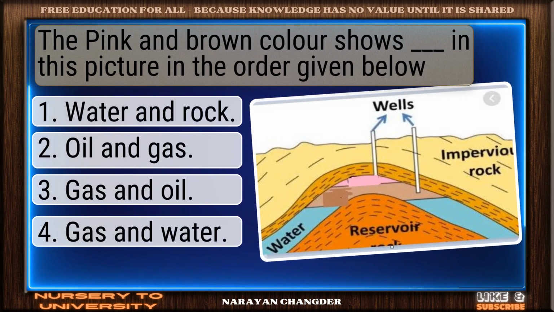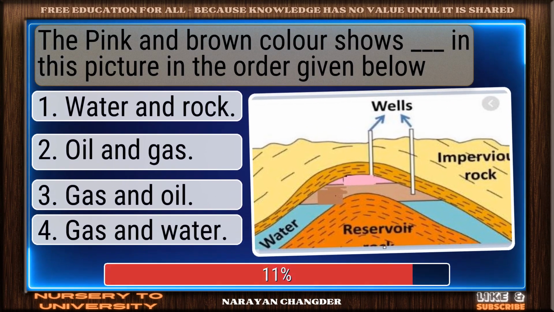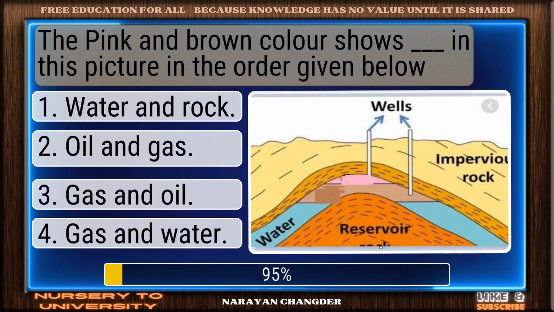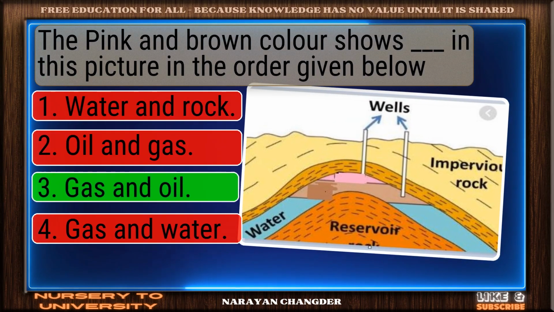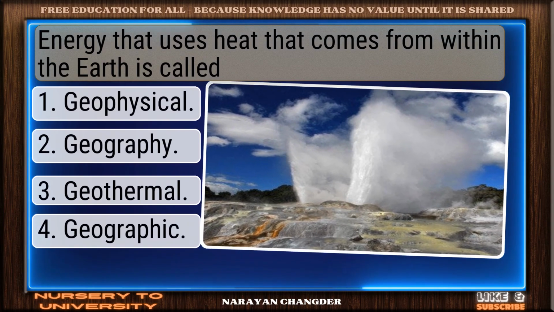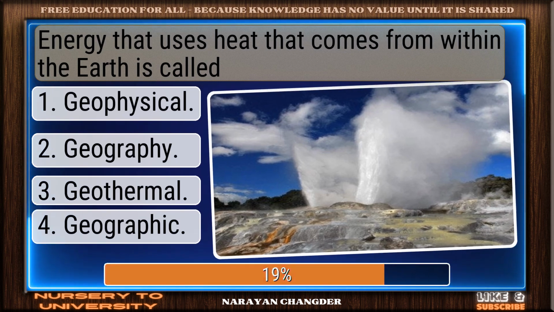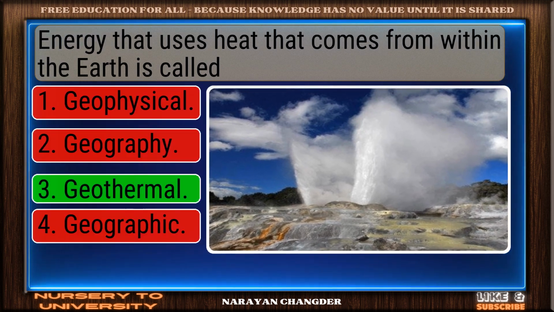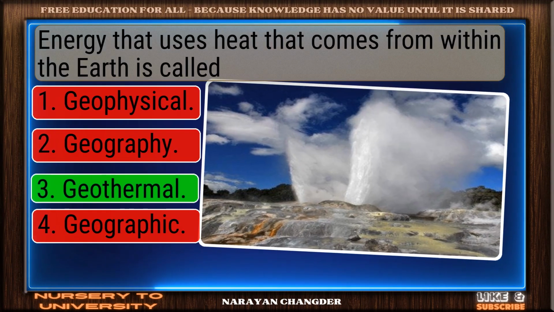The pink and brown color shows dash in this picture in the order given below. Clear logic. Your choice gas and oil is sound and 100% true. Energy that uses heat that comes from within the earth is called dash. Strong choice. Geothermal is the right answer.